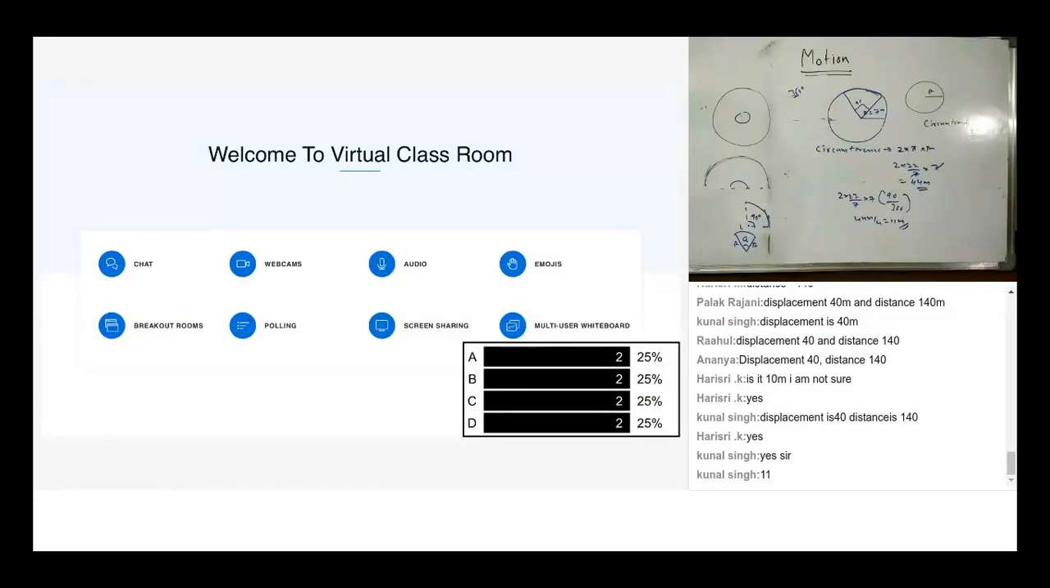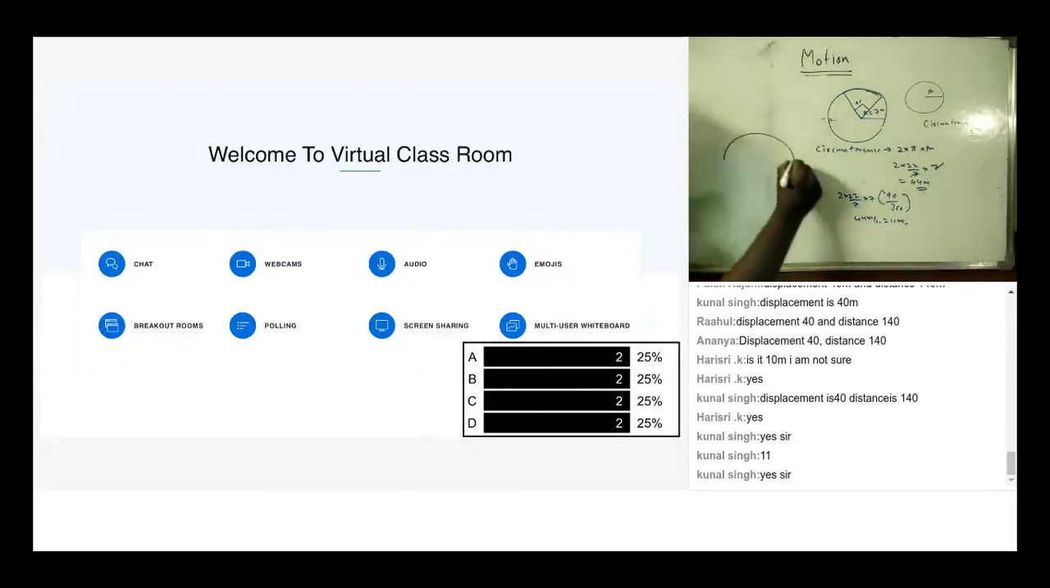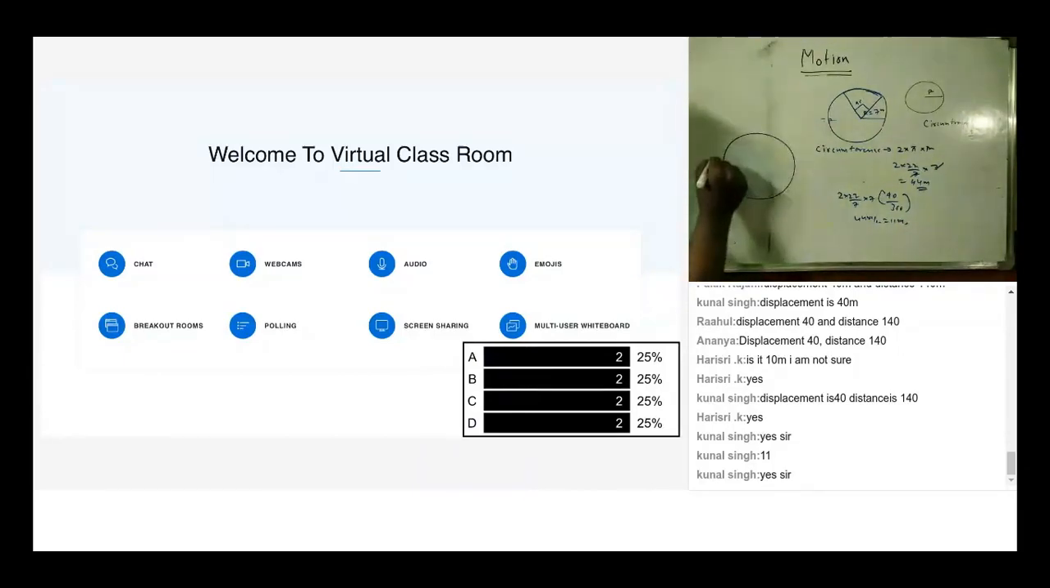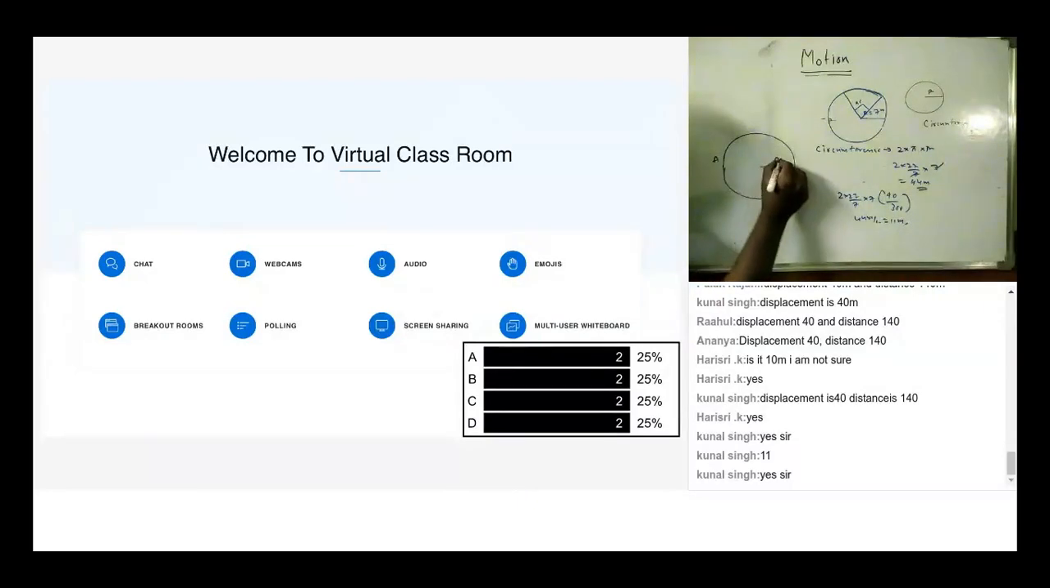Okay. Now let me give you some questions using circles. I'll try to create some questions for distance and displacement. Again, a simple question. A body starts from point A. I'll take the radius of the circle as 7 meters. A body starts from point A and reaches a point B, diametrically opposite. Find distance and displacement.